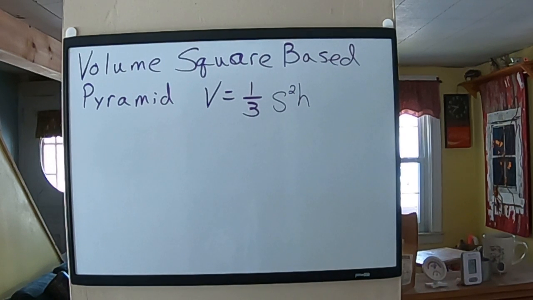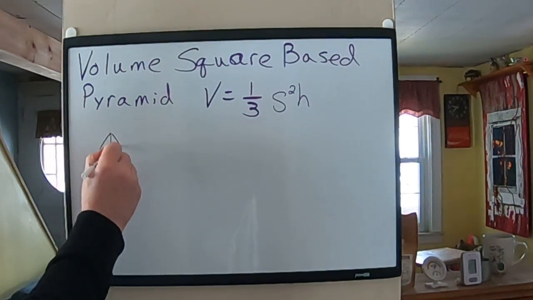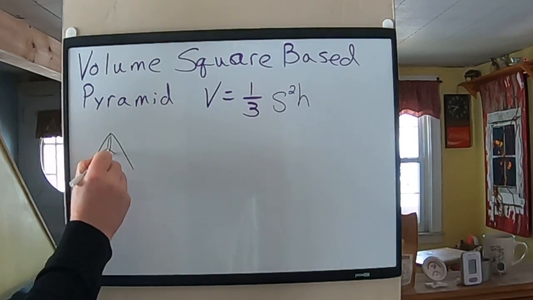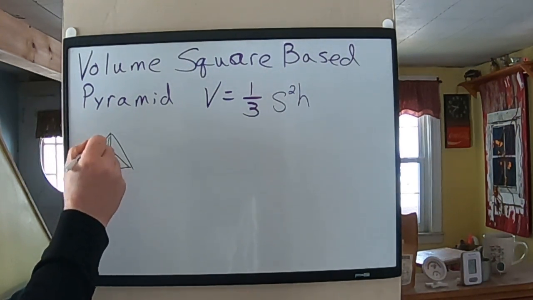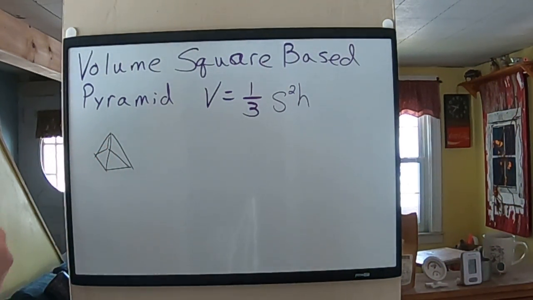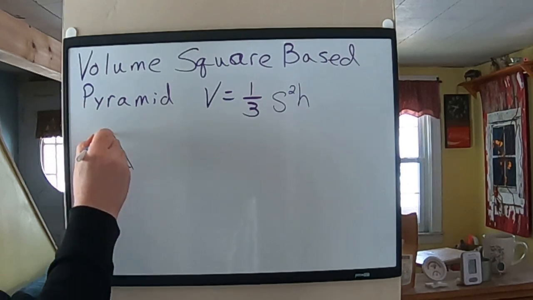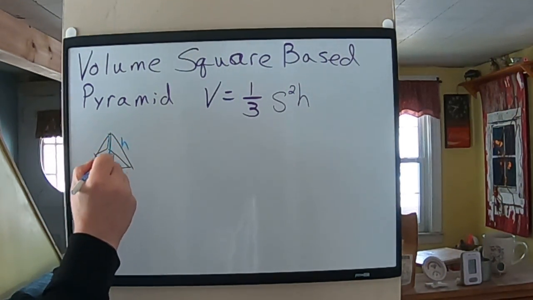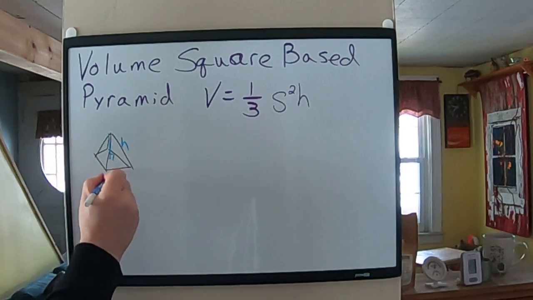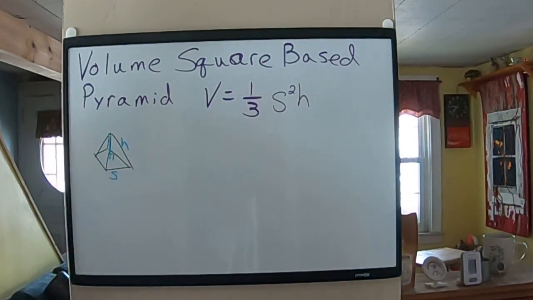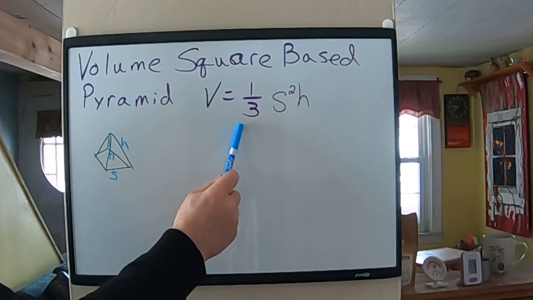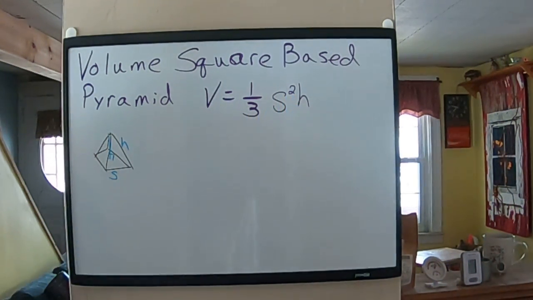We're working with volume of a square-based pyramid first. And we know a pyramid is a little tricky to draw. It's a square, and the pyramid has a height that starts at the center and goes straight up, makes a 90-degree angle, that's the height. And then this side down here, it's all the same because it's a square, is S. So volume equals 1/3 times S squared H. When you're multiplying, you're going to want to make sure that you're multiplying by 1/3.